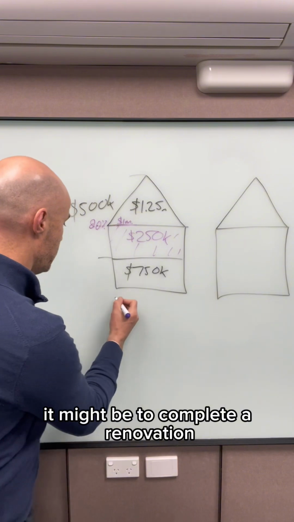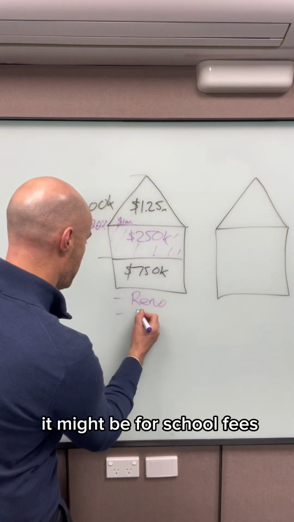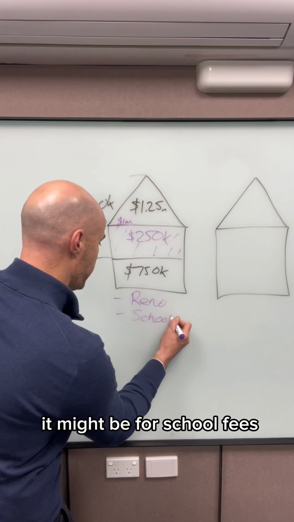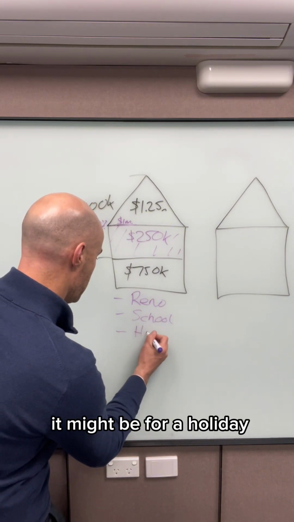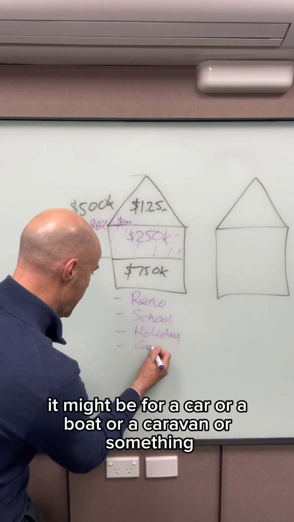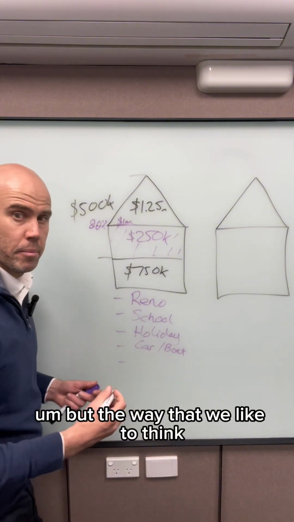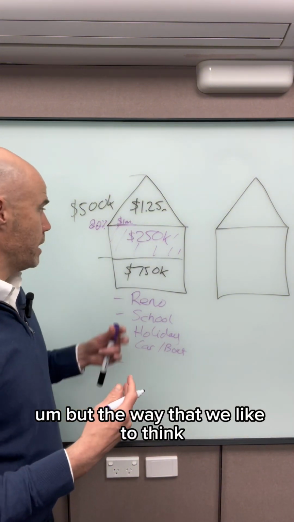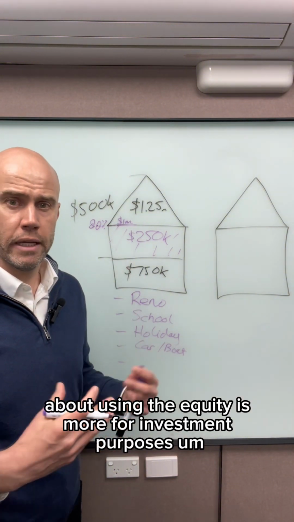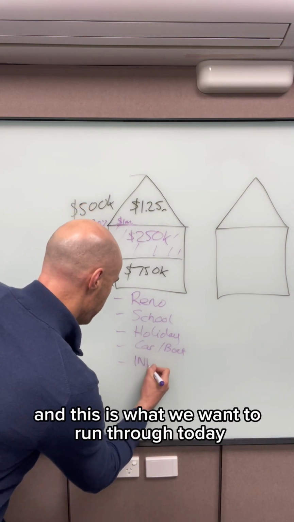It might be to complete a renovation. It might be for school fees. It might be for a holiday. It might be for a car or a boat or a caravan or something. But the way that we like to think about using the equity is more for investment purposes. And this is what we want to run through today.